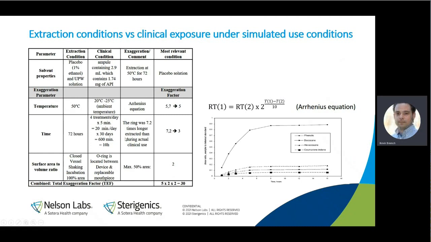So for the temperature, we extracted at 50 degrees. Normally, a patient would be using this at home between 20 and 25 degrees. So obviously, there will come out more extractables at 50 degrees than at 20 degrees. And the Arrhenius equation gives you a means to assess how much less is expected to come out. This is based on the diffusion rate, which is linked to the temperature. The equation is listed there. If you put in the 50 degrees and the 20 degrees, you would end up with a factor of 5.7, meaning that you would extract 5.7 times more extractables than at the 20 degree level. So we exaggerated here, let's say 5 times.